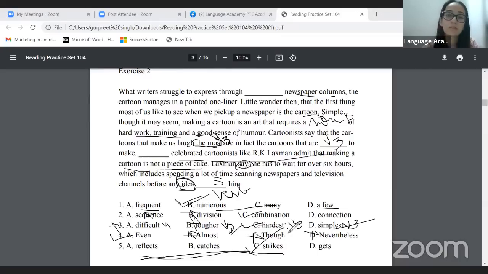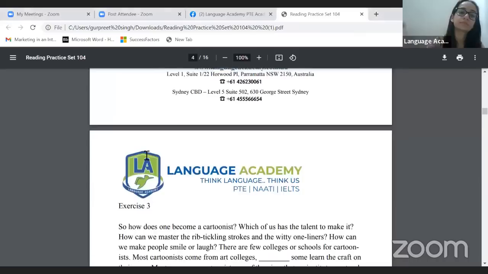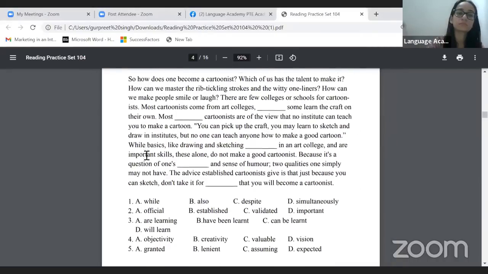Any confusions, anybody, in this question? Good, Harpal, well done. Question number three on your screens, 2.5 minutes to post your answers for this.